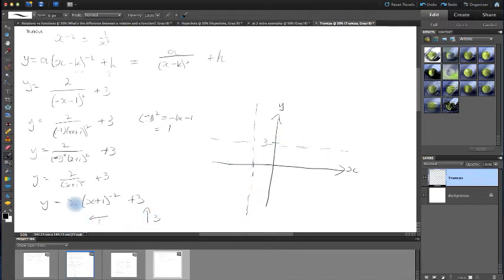And it's not been reflected in the x-axis, so it looks like this. Now, there's a dilation of 2, so we need to show some points to make sure that the dilation's clear. So first we'll do this point here, the y-axis intercept, so that's when x is 0.